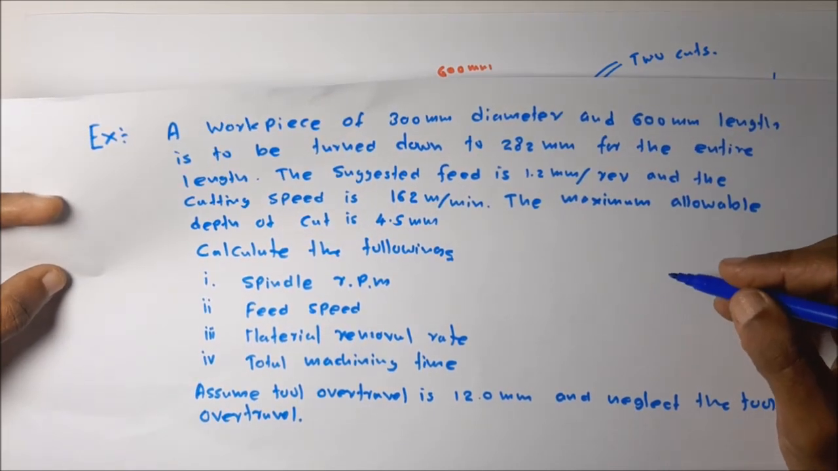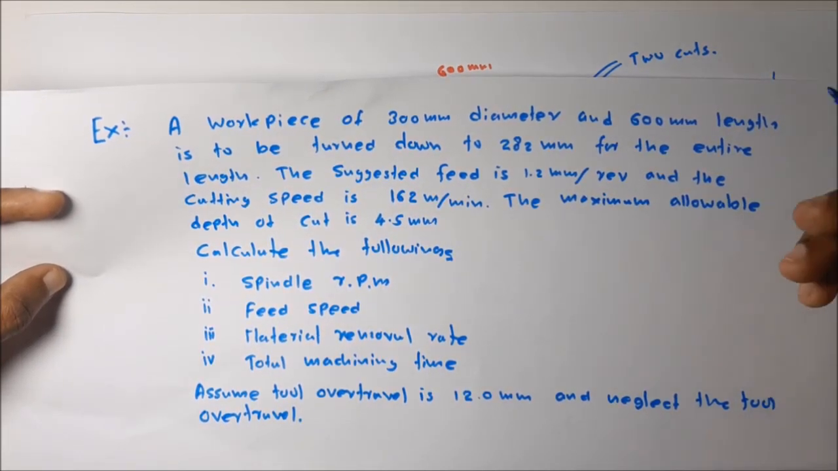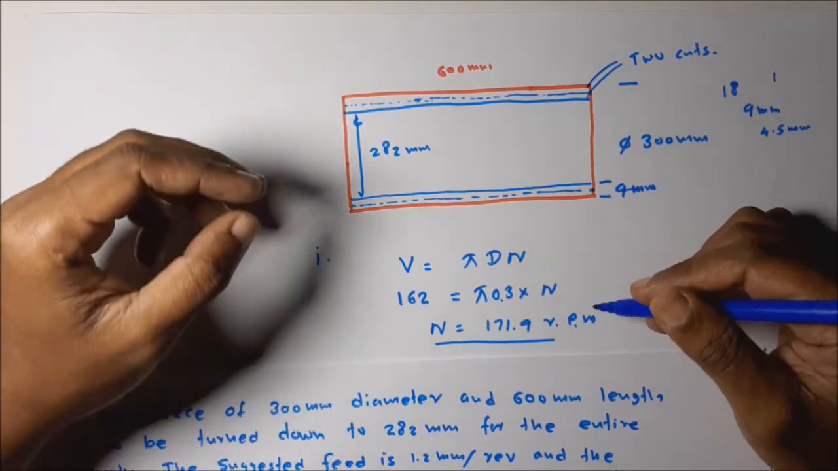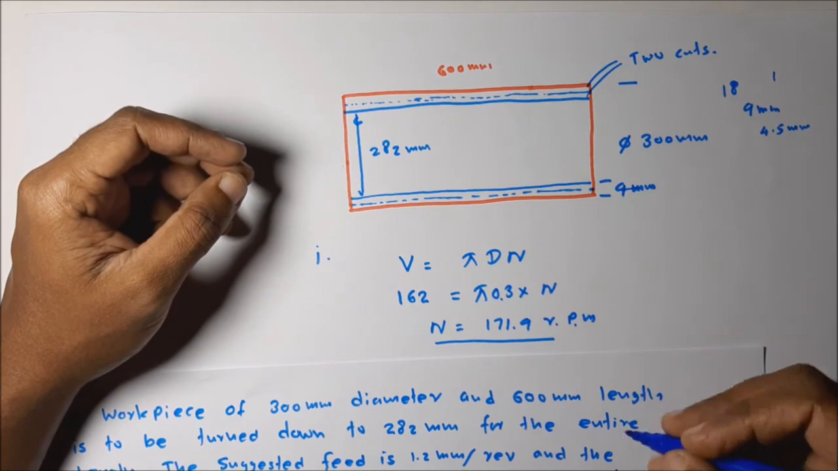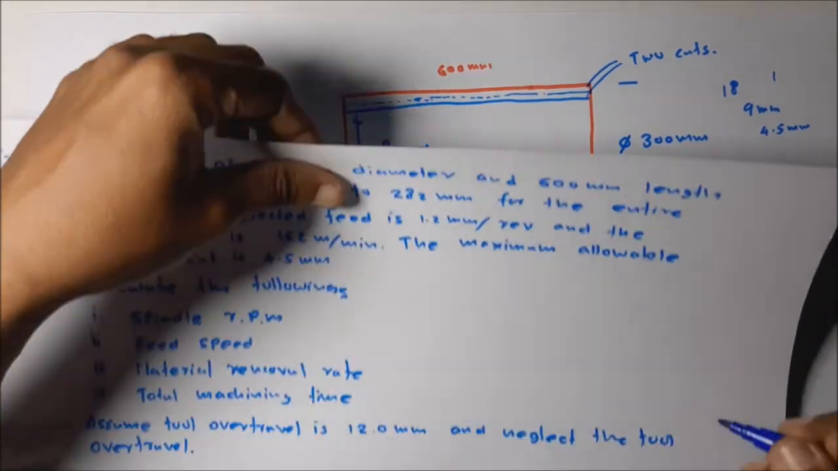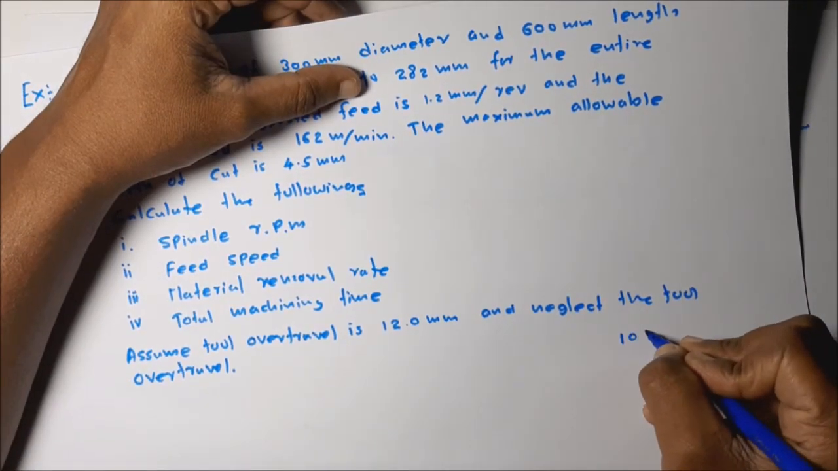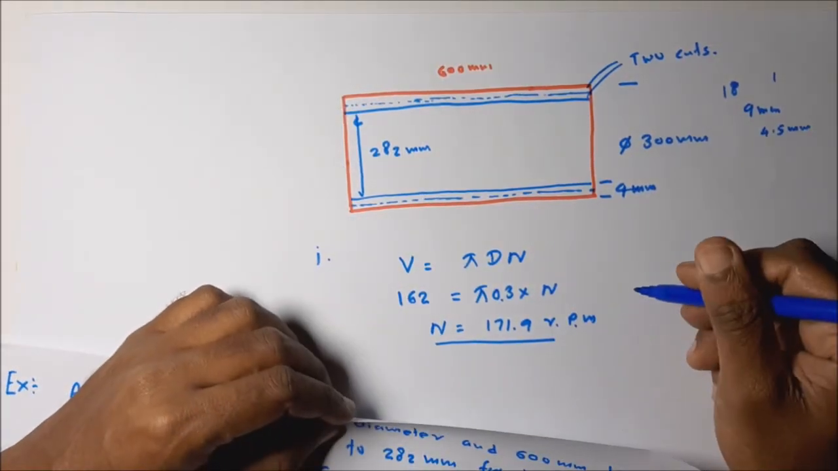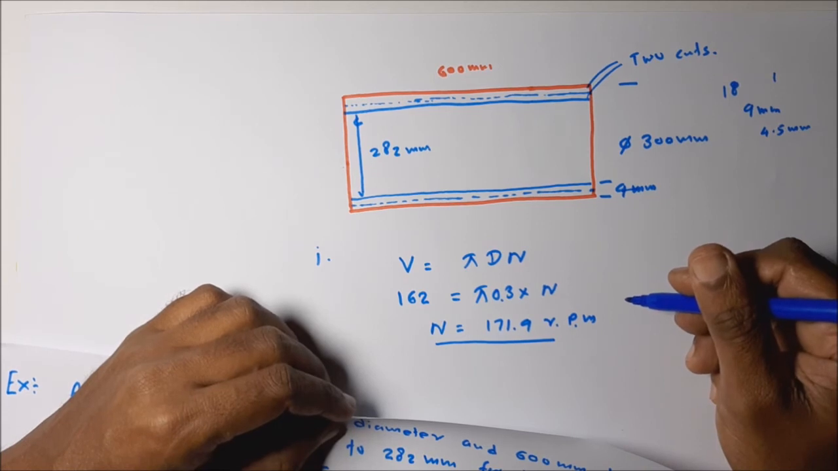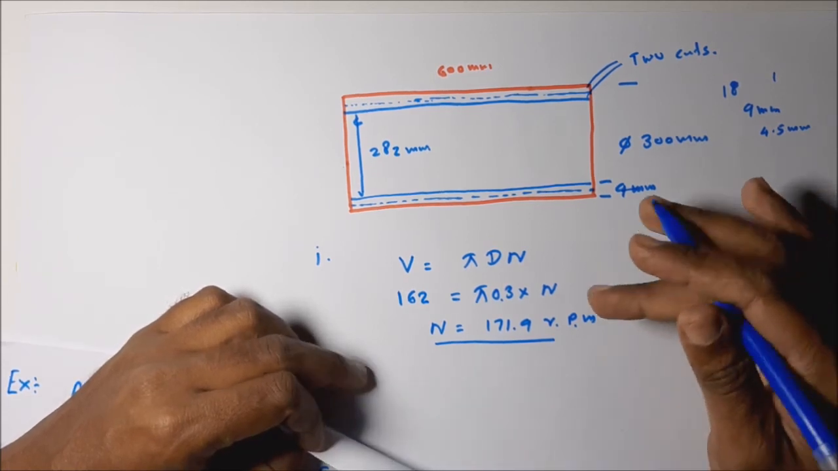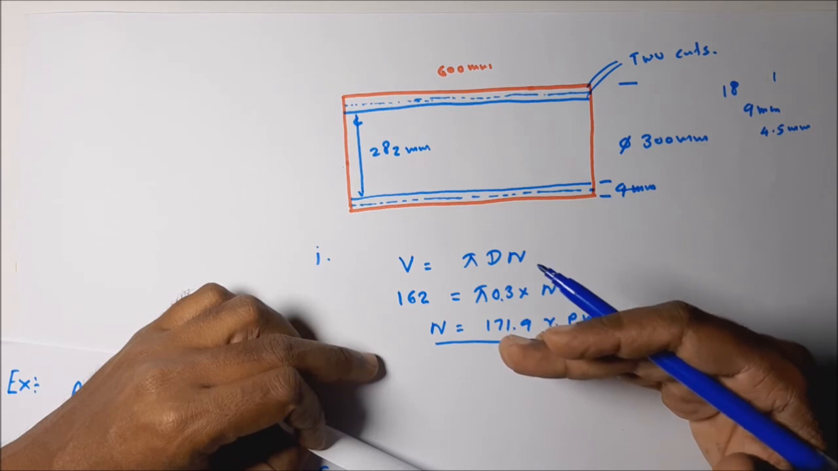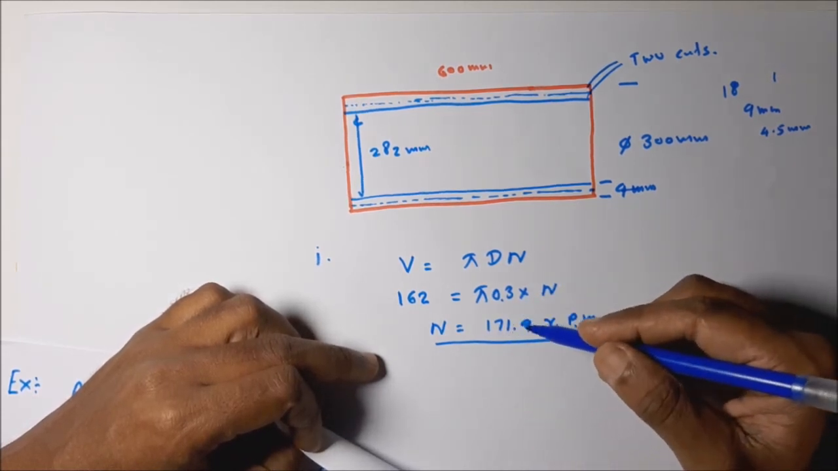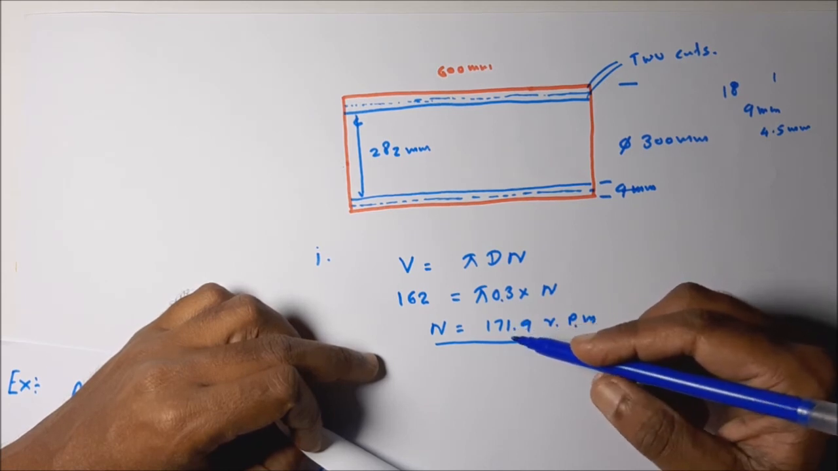If the lathe machine's speed set points are given, you have to adhere to that speed. For example, if the set speeds are 100, 200 and 300, you have to set the speed to 200 RPM. There's no other option. So for your further calculation, you have to consider the 100 RPM, not the 171.9 RPM. Keep that in mind.